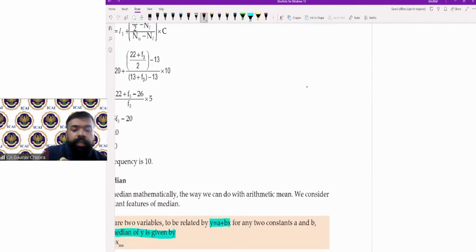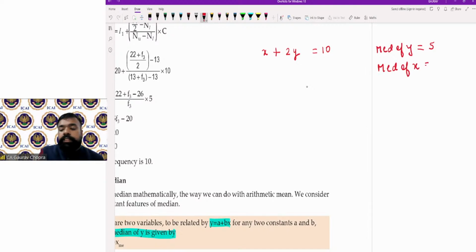it says if, let's say, there is one equation, x plus 2y is equal to 10. Now, the question says median of y is 5. Find out median of x. x का median calculate करना है. तो फिर आप क्या करेंगे? Simply substitute the value and get the result.